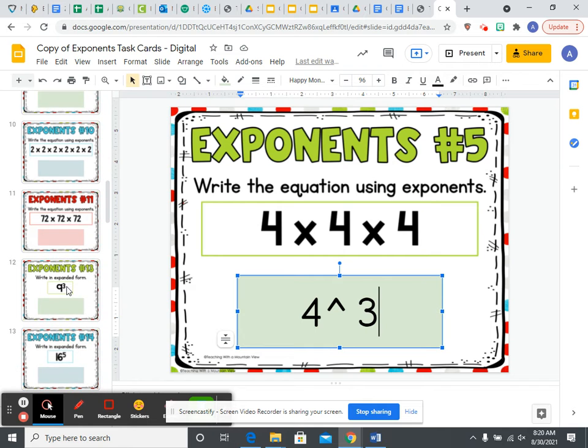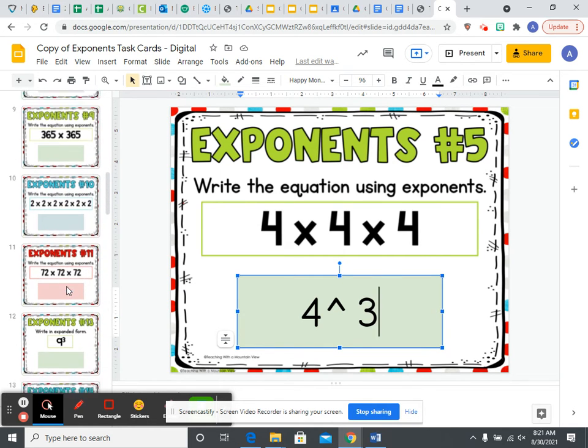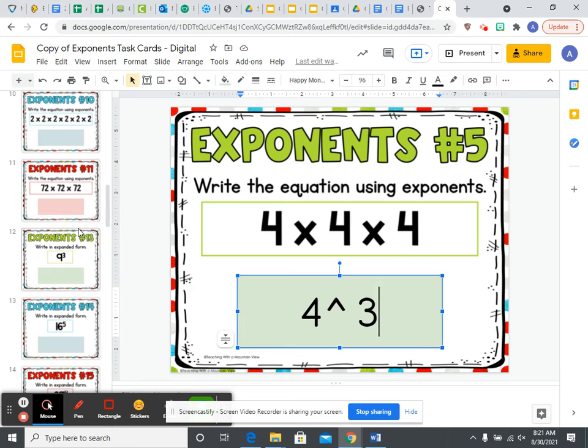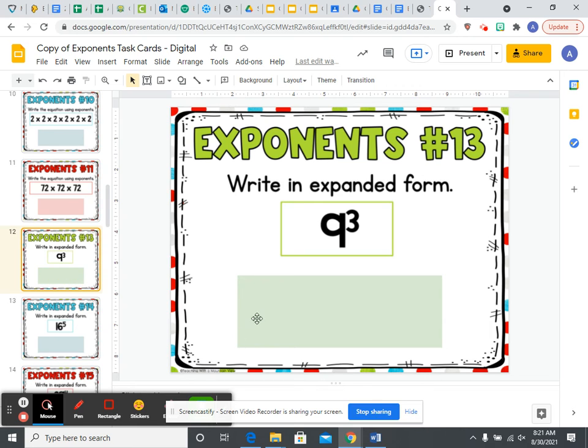Let's see, how far does that go down? All right, all the way down to 11. I cut out the card exponents number 12. So this one says 13, but it's actually slide 12. So write this in expanded form.